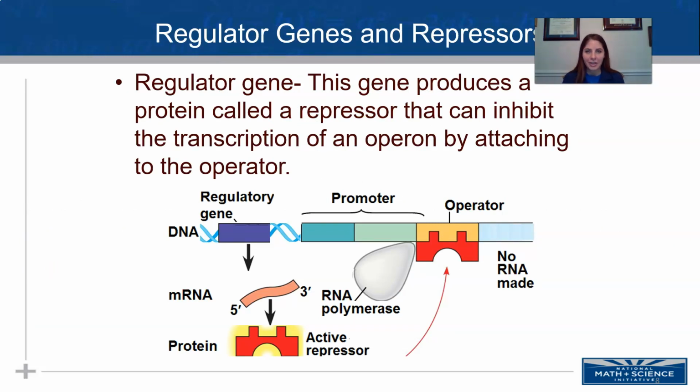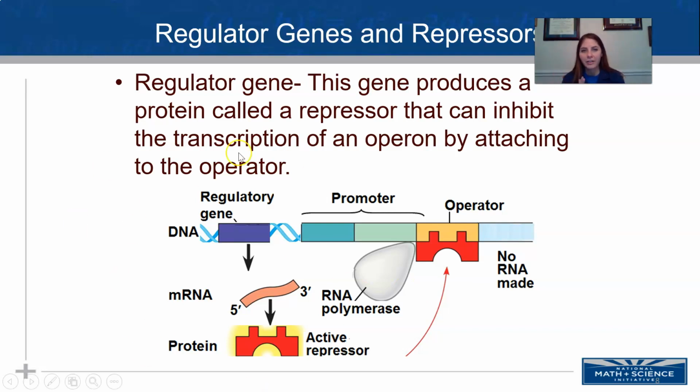So the regulator gene. This gene produces a protein called a repressor that can stop or inhibit the transcription of an operon by attaching to the operator. I know all of these terms seem super confusing, and I'm spouting out a lot of different terminology. So you might just want to take a little bit of time, pause it, go back, and get used to some of the terms that I'm using.